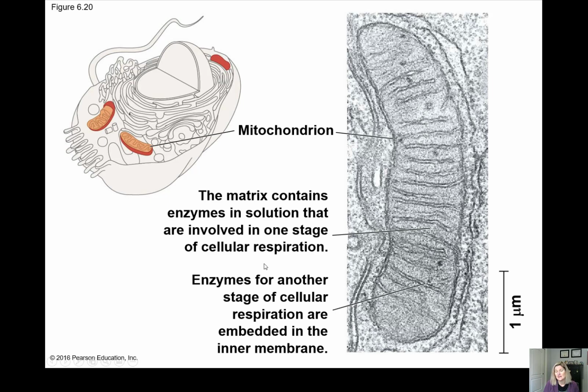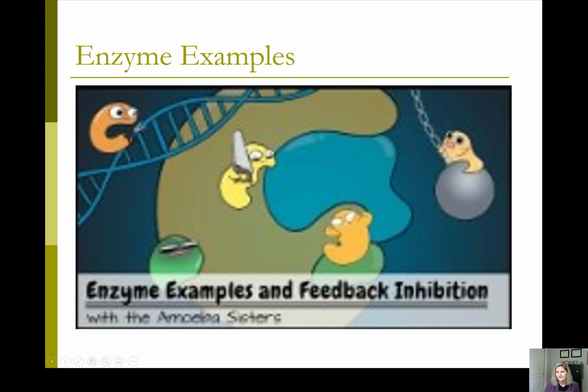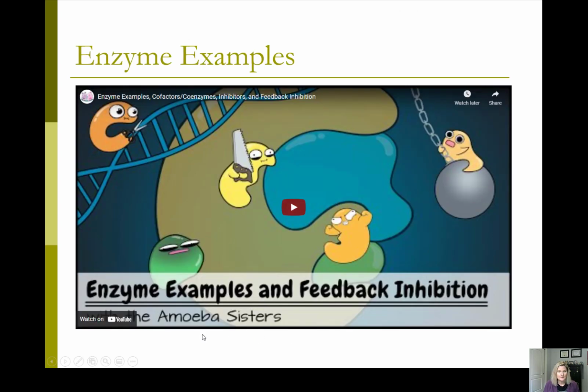And to aid this process, of course, we're going to have enzymes involved. Enzymes can be within the matrix, so they're involved with one stage of cellular respiration. They're also embedded in the inner membrane, so they're involved with another stage. And we'll get into all of that in the next chapter. But just realize that these enzymes are all over our body, and they are catalyzing all sorts of reactions in our body. Okay. So let's finish our enzyme talk with a review of some examples as well as that feedback inhibition that we just discussed.